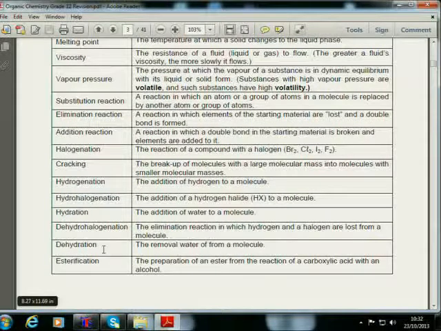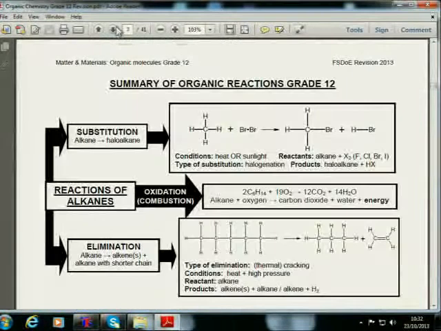And then the last one is esterification. This is the preparation of an ester from a reaction of a carboxylic acid with an alcohol and should form 4 bonds.